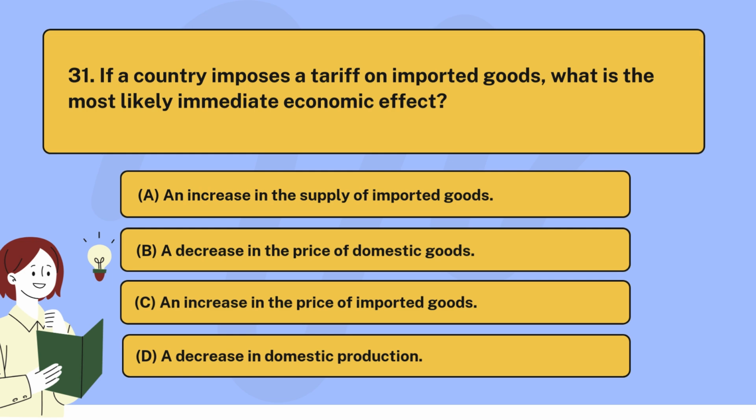Question 31. If a country imposes a tariff on imported goods, what is the most likely immediate economic effect? A. An increase in the supply of imported goods. B. A decrease in the price of domestic goods. C. An increase in the price of imported goods. D. A decrease in domestic production.